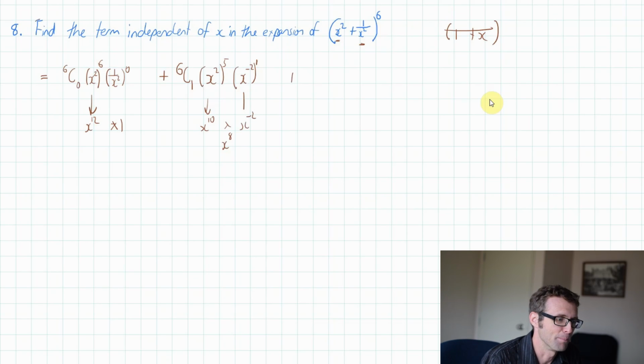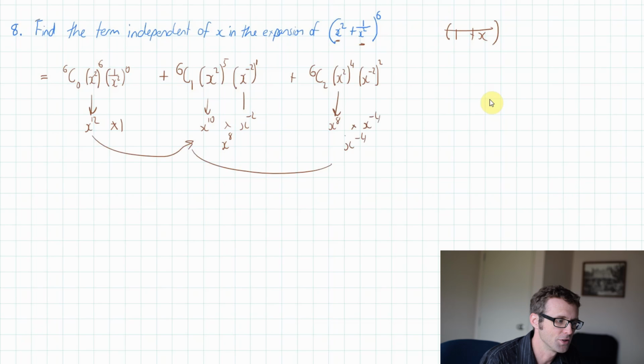You might see the pattern. 6 choose 2 x squared, and that'll be to the power of 4, and our x to the minus 2 will be to the power of 2. Now let's look at this. We've got x to the power of 8, 2 times 4, and we're multiplying that by x to the negative 4. Sorry, that's x to the positive 4. This is looking positive. You see how we've gone down 4 each time. So I reckon our next term is the one we want.